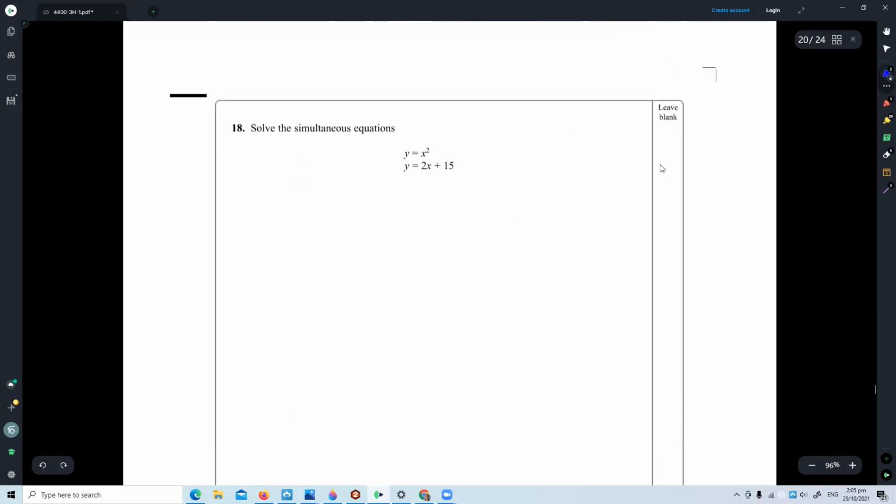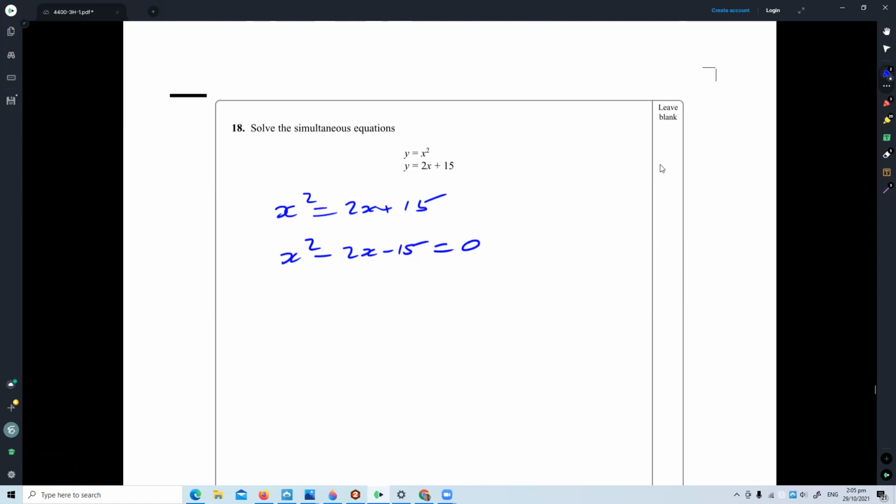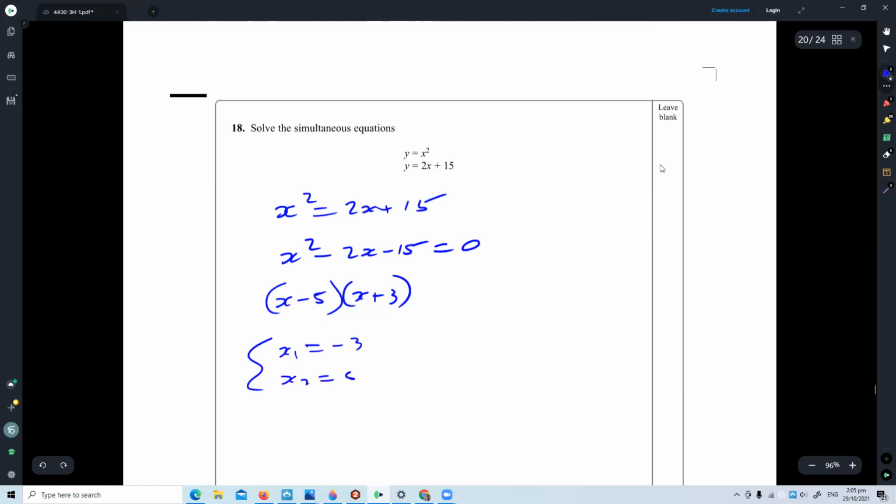Solve the simultaneous equations. I realize this is the intersection of a straight line and a parabola. Most likely, I'll make them equal to each other and solve the quadratic. So I'll say x squared equals 2x plus 15. So I'll say x squared minus 2x minus 15 equals 0. I'll look for factors of 15, like 3 and 5. And lucky for me, I get x minus 5 factor of x plus 3, which means that my solutions are x1 equals negative 3 and x2 equals 5.